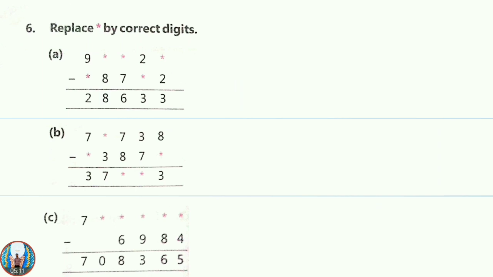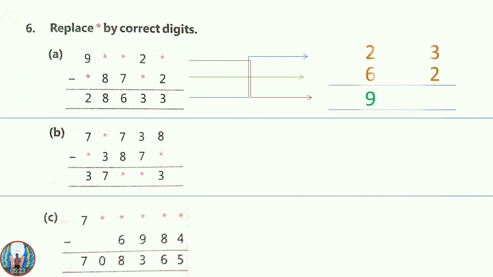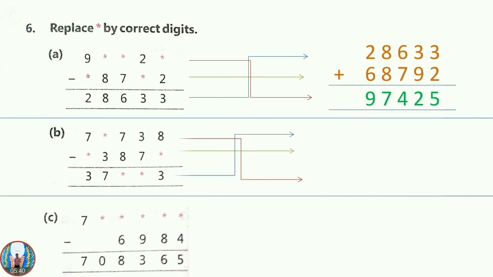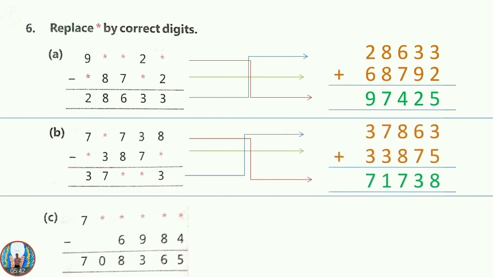Now, question number 6. Replace star by correct digits. Here, first of all, we will convert this subtraction question to an addition question, and we can find out easily the missing digits, as we have already learned in lesson 2, how we can find out the missing digits in an addition. In the same way, we will solve the second question and also the third question.